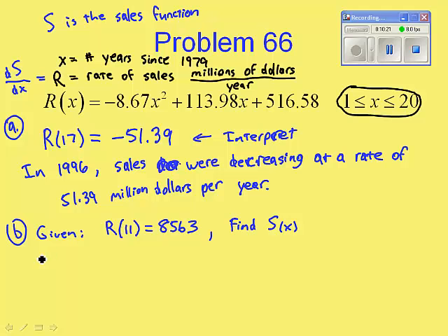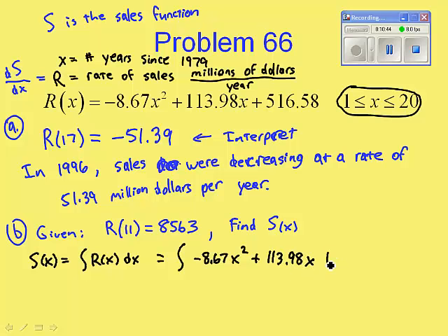So here's what I do. I'm going to say that S of x is the integral of R of x dx. So that's the integral of this big mess. Now what I usually do is I put parentheses around this thing and then put the dx here. Some books don't put the parentheses. I don't know if our book always will or not, but this is what I usually do. So that's the thing we're trying to integrate, the thing in parentheses.